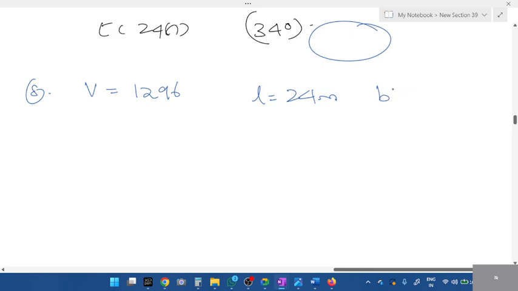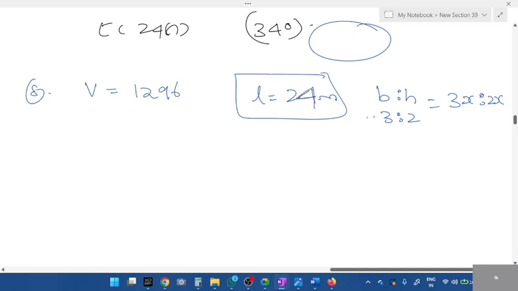Breadth and height in the ratio of 3 is to 2. See, B and H. Whenever ratio is given 3 is to 2, take it as 3x is to 2x. I'll tell you how to solve. In order to solve eighth question, volume is given, length is given in value, breadth and height is given in ratio. Now to solve this, volume of a cuboid formula. What is volume of a cuboid?